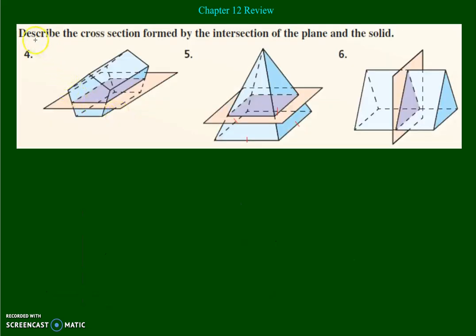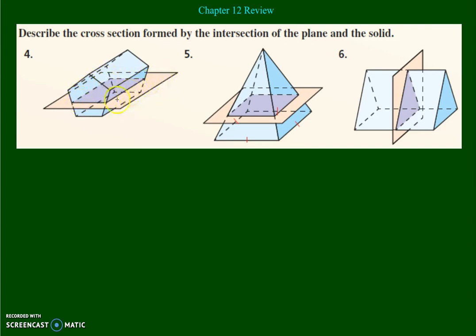In problem 4, we're being asked to describe the cross-section formed by the intersection of the plane and the solid. So think of a cross-section as a paper-thin slice of a three-dimensional solid. In this case, we're slicing it parallel to this bottom face, and since that bottom face is the shape of a rectangle, as we move up from the bottom to the top of the shape, you can see that the cross-section, this dark shaded piece right here, is going to be a rectangle.